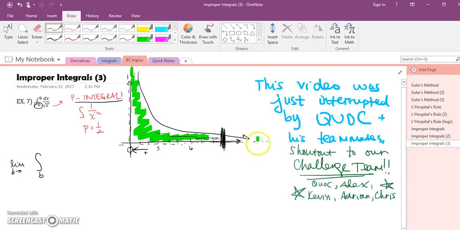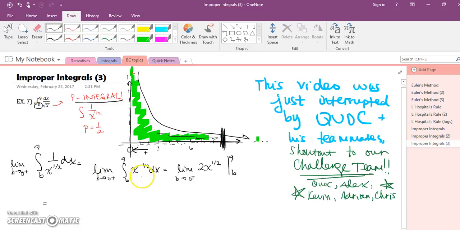Now, this is not going to infinity this time. It's going to 0 from the right. 0 to 9 of 1 over x to the 1/2 dx. Now let's go ahead and finish up the basic antiderivative stuff. So I bring x to the 1/2 in the numerator. I take my antiderivative. This is my antiderivative right here. And I haven't done a limit yet because I still actually need to plug in 9 and b. So I have 2 times 9 to the 1/2 minus 2 times b to the 1/2.